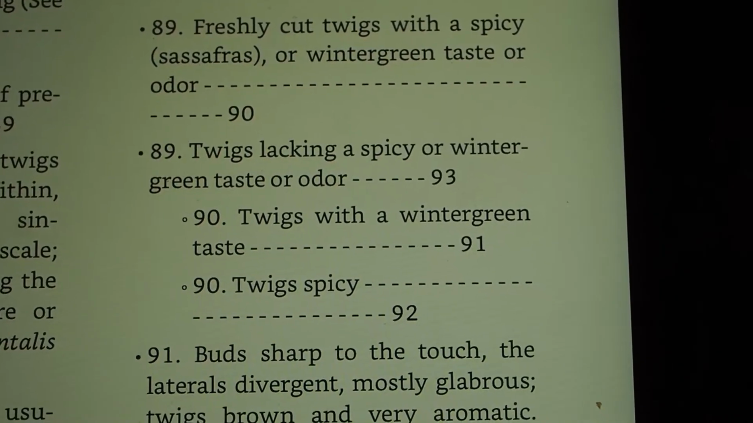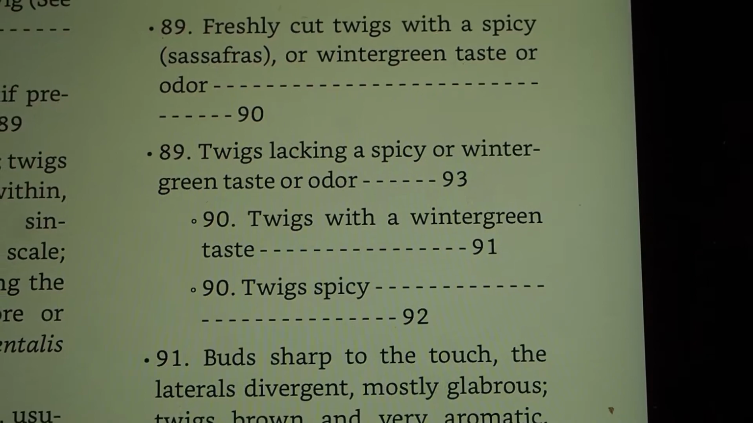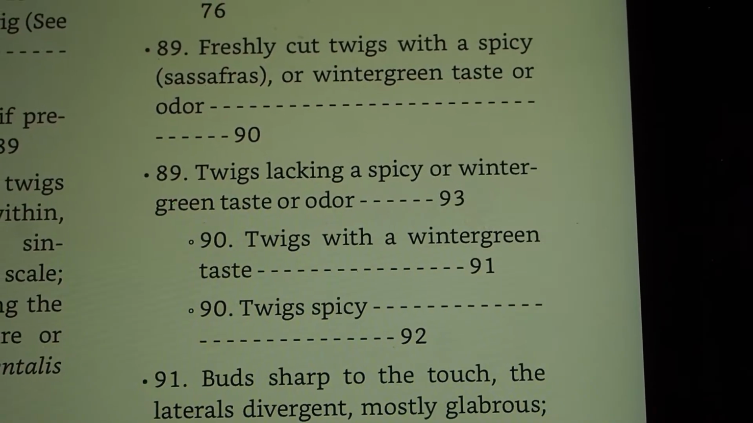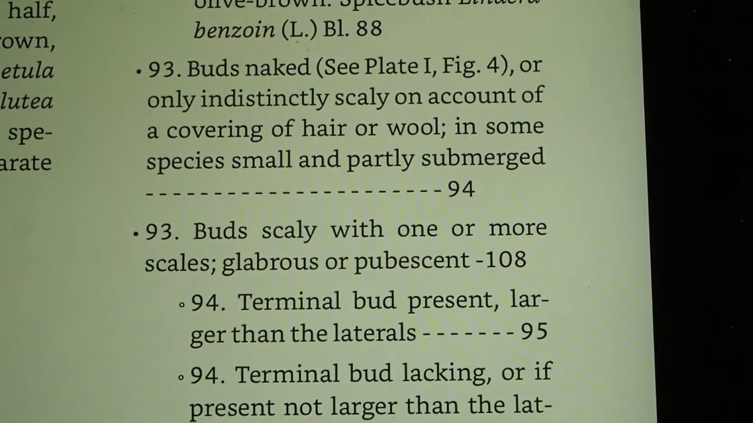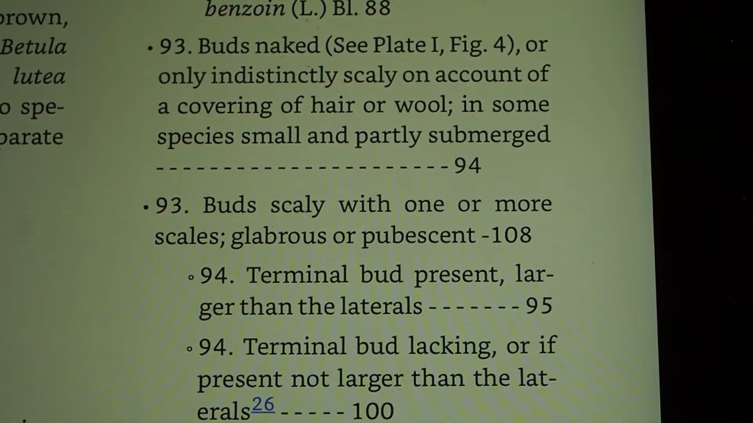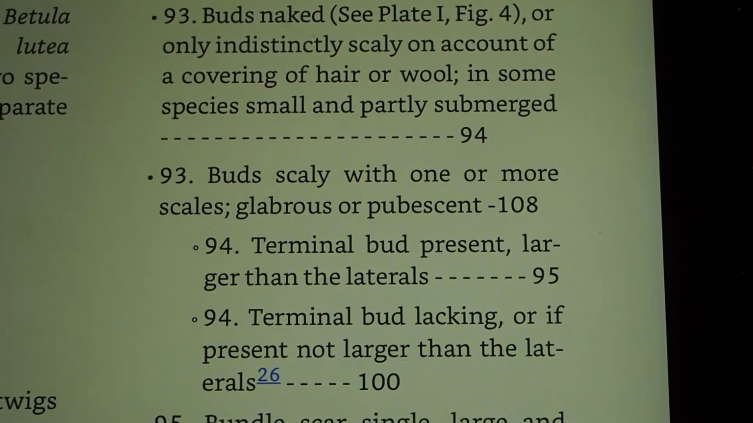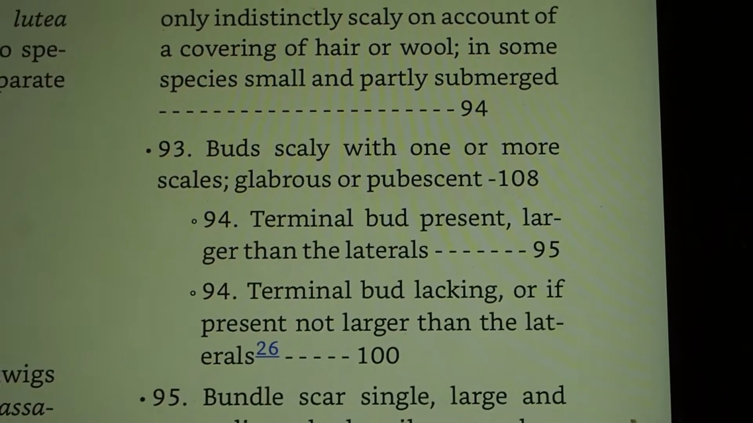So nothing's lost by the distance learning phenomenon. So let's go to couplet 93. Couplet 93 asks whether the buds are naked or whether the buds are scaly. And we looked at the buds before and took a close look and saw that they in fact had scales on them. So we're going to go to couplet 10.